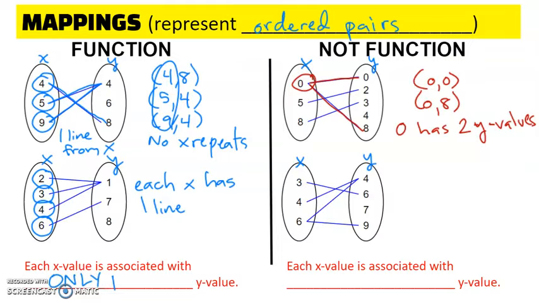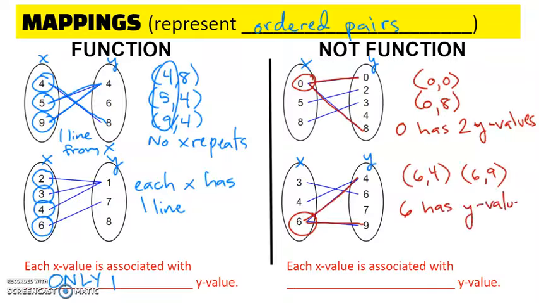So when I look at this bottom one, 3 is fine, 4 only has 4, but 6 is connected to 4 and 9, right? 6, 4, 6, 9. 6 has two y values. That's not a function anymore. That's a different relationship, okay? The x value is associated with more than one y.